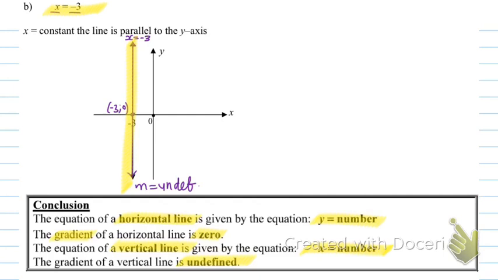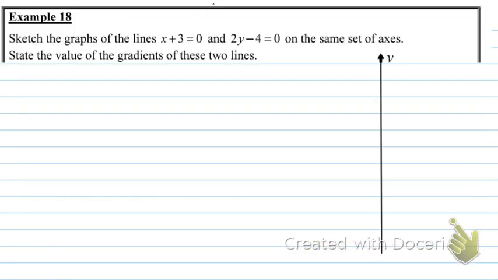Alright, let's look at example 18. Sketch the graphs of the lines x plus 3 is equal to 0 and 2y minus 4 is equal to 0 on the same set of axes. State the value of the gradients of these two lines. So I'm going to draw one set of axes. And then I'm going to draw those two lines.